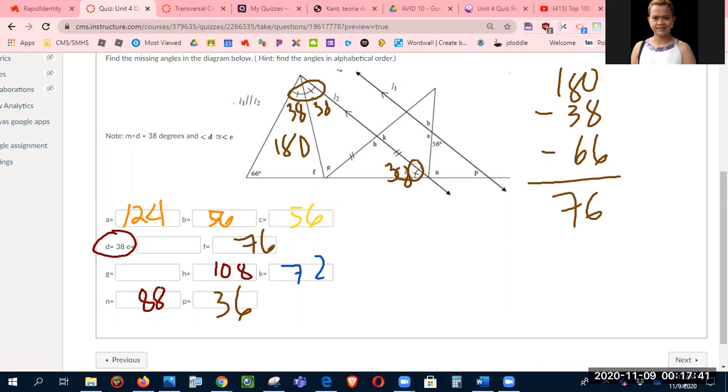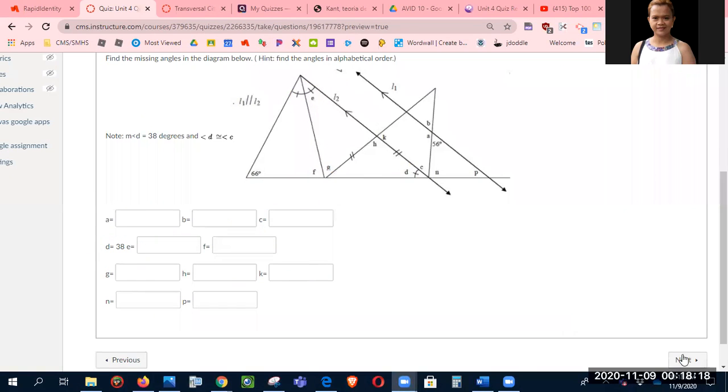If that's 76, angle E is also 38. So G, if F is 76 and D is 38, then 76 plus 38 subtracted from 180 is 66. So that's 66. Yep, that should be right. Next number.